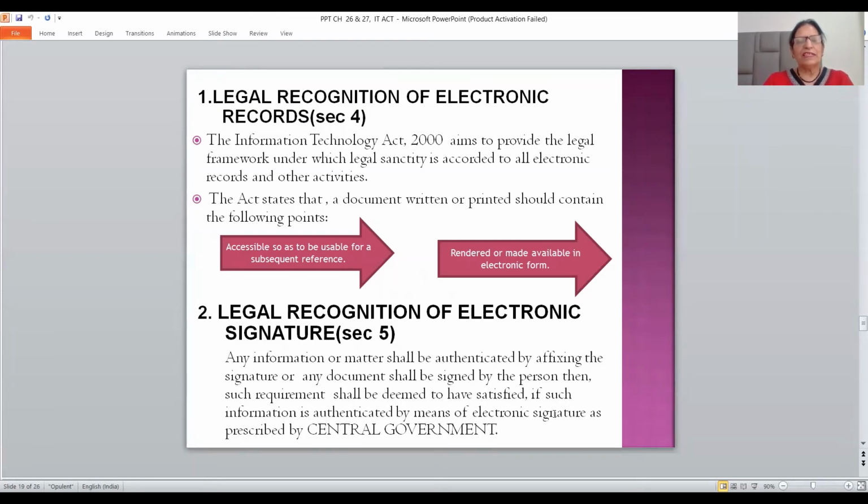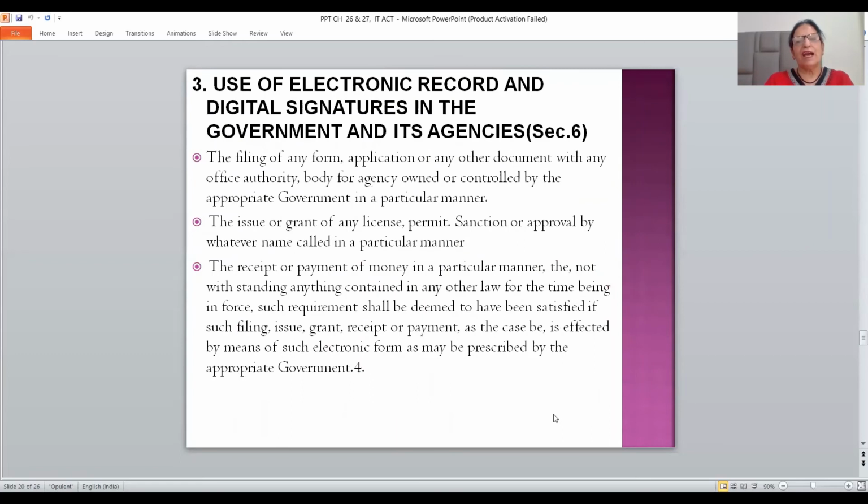So, if it is accessible to the user for subsequent reference and it is rendered or made available in electronic form, only then will we say that they have been legally recognized. Legal recognition of electronic signature. Even electronic signatures have been legally recognized. And ER is the term which was inserted by ITAA 2008.